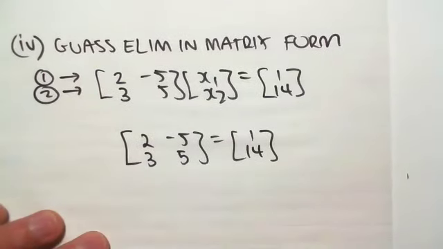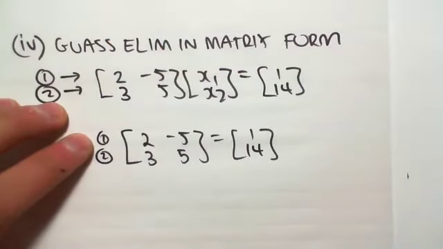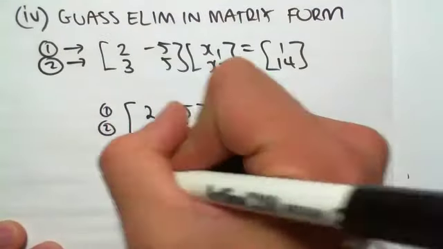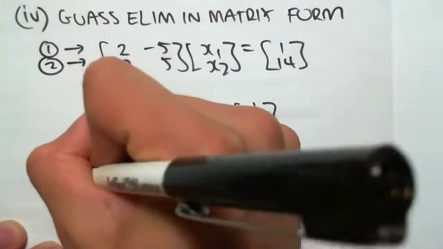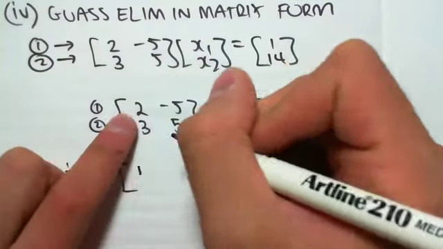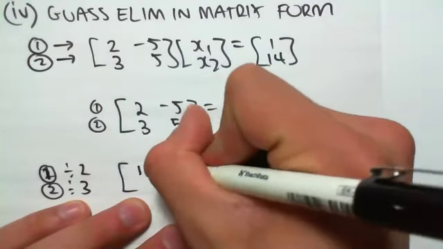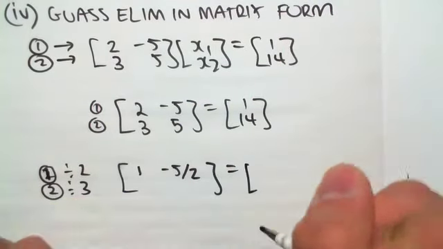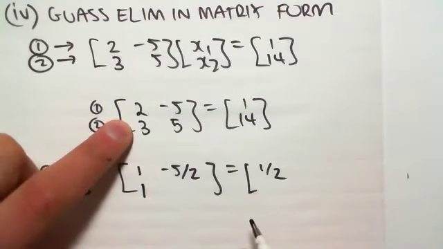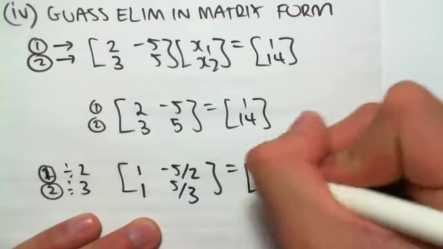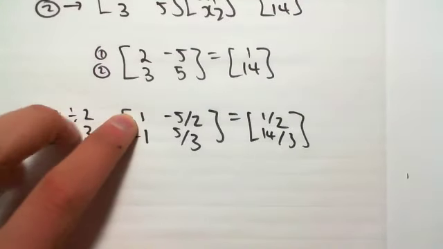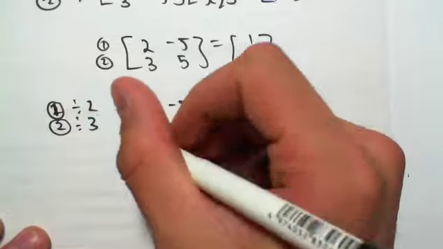I'm now going to divide row 1 by 2 and row 2 by 3 so that I get 1 and 1 there. So row 1 divided by 2 and row 2 divided by 3. That would give me 2 divide 2 is 1, minus 5 on 2, equals 1 divide 2, so that's a half. And dividing this row by 3, 3 divide 3 is 1, 5 on 3, and 14 on 3. So the reason I want to do that is I want to get both of these terms to be 1, 1, because we're now going to subtract it and it makes it a lot easier.